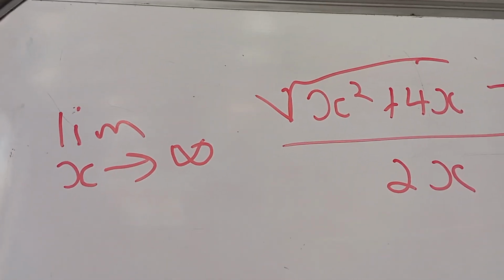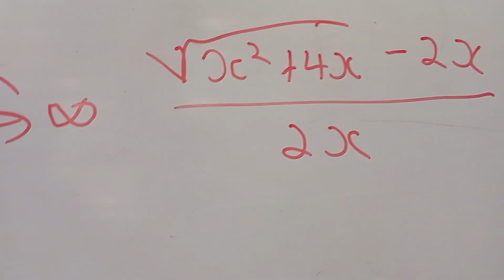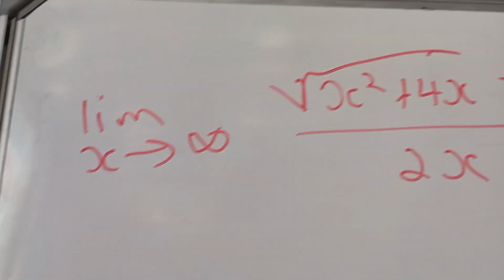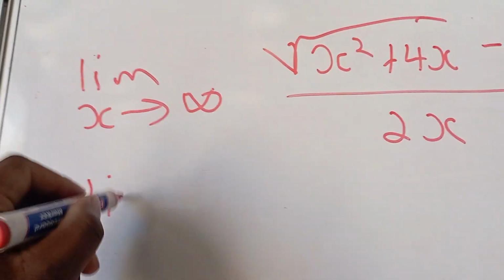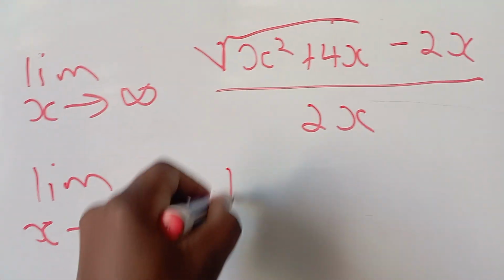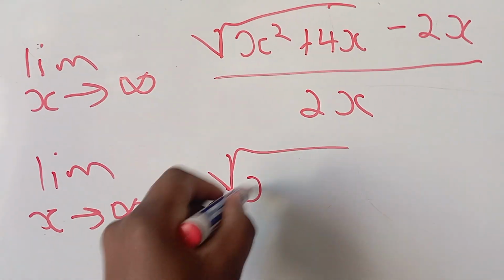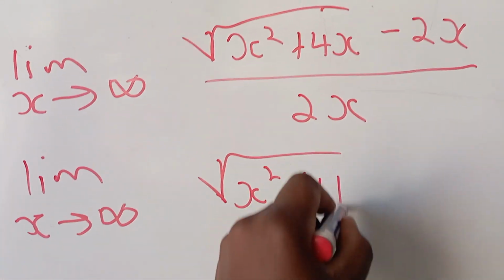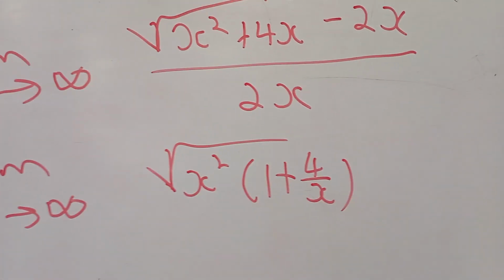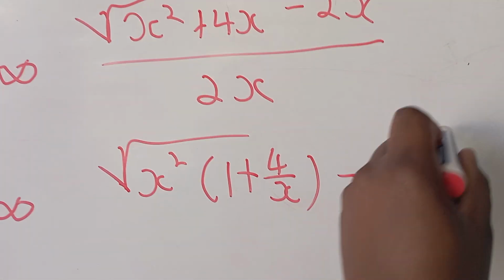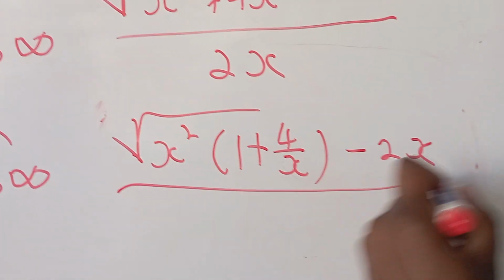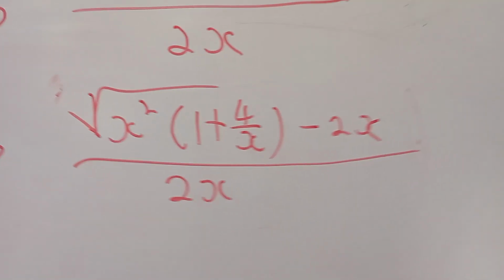So when you have a question like this, the limit as x approaches negative infinity of the square root of x squared plus 4x, minus 2x, all over 2x, this is how you approach it. Limit as x approaches infinity. And inside the square root, we'll say x squared, then 1 plus 4 over x, right? And then minus 2x, all over 2x. That's how you approach it.